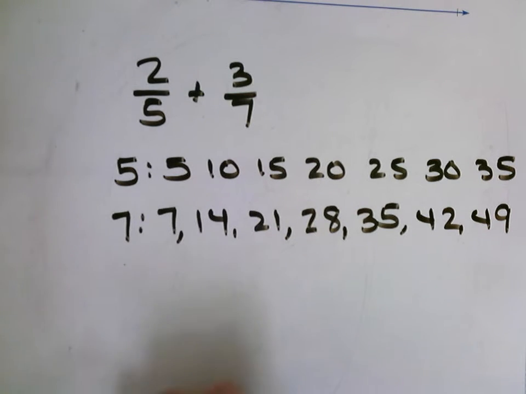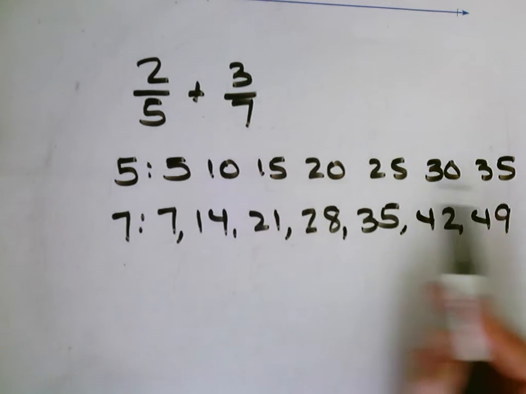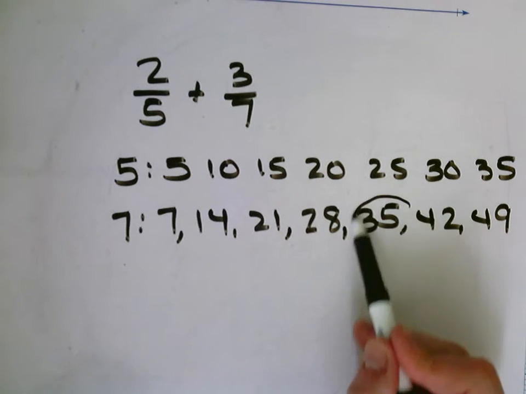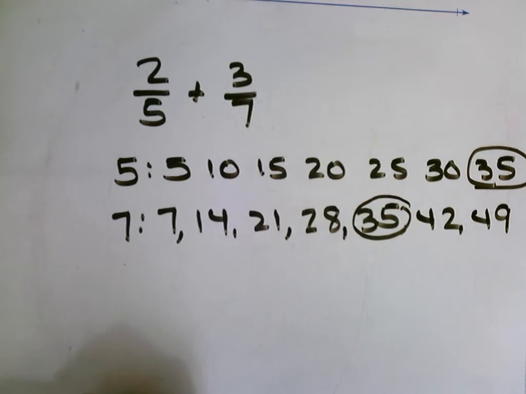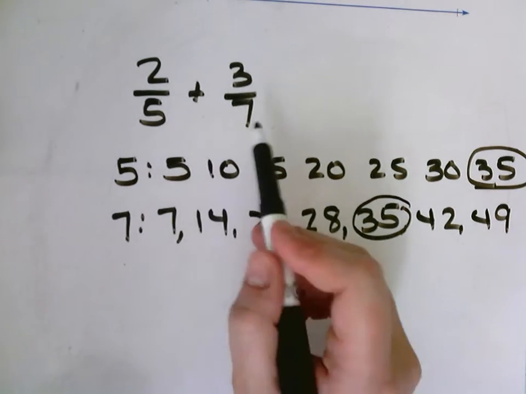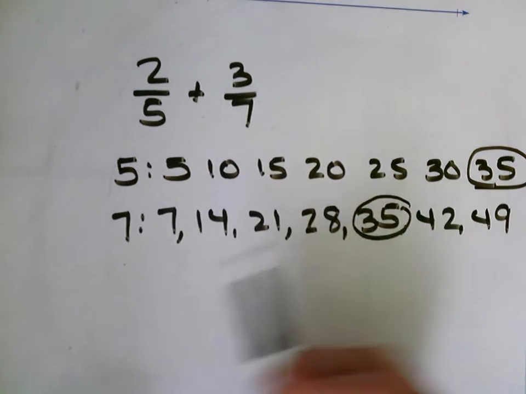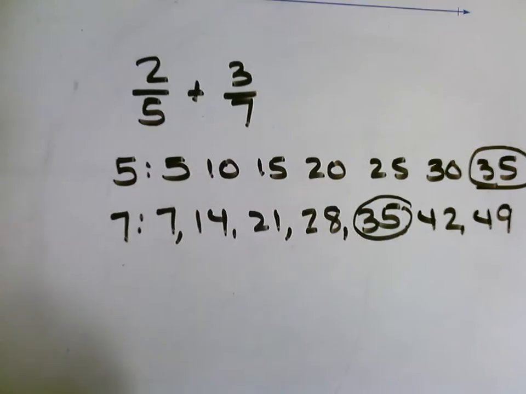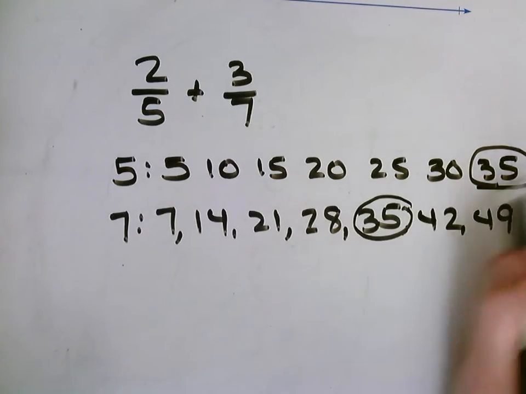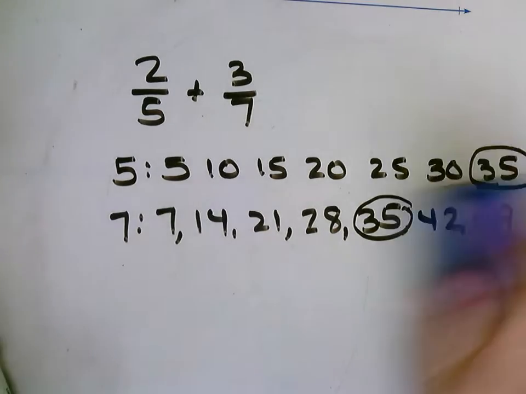Well, I know every multiple of 5 ends in a 5 or a 0. This is my first multiple of 7 that ends in a 5, 35. You might have been able to figure that out on your own without writing out your multiples, because at this point you might be getting really good at finding multiples. But let's rewrite both of these fractions with 35 as the denominator.